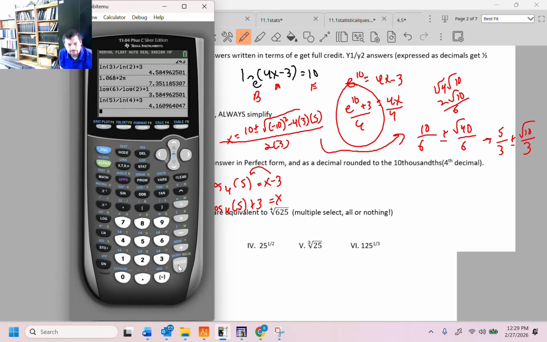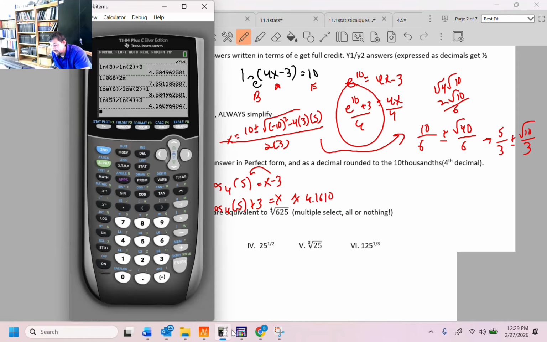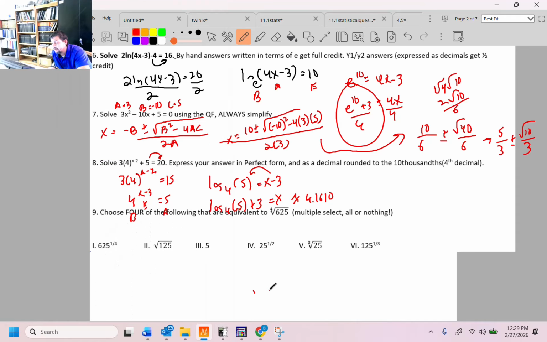4.16096 when we push the buttons in a TI-84. Assuming I did everything right. Looks like I did. So it's about 4.16, sorry, 10. Check that again. Yeah, I'm good with that. No, I'm not. That's supposed to be a 2. 3.1610. John 3:16.